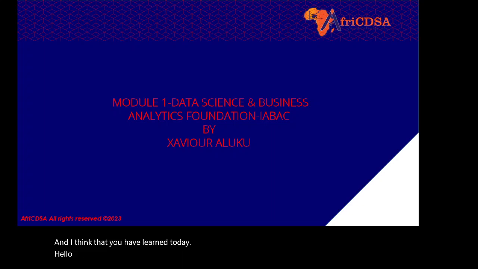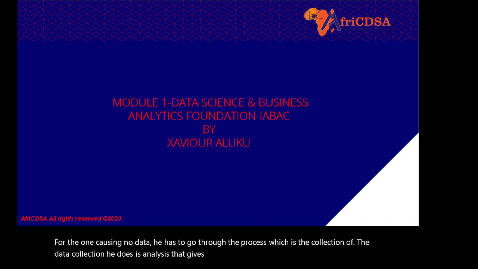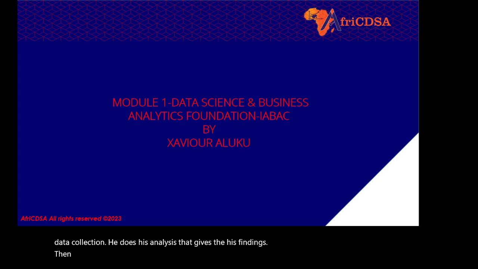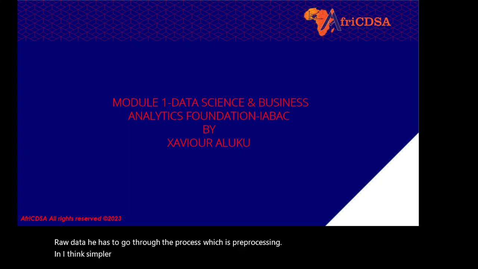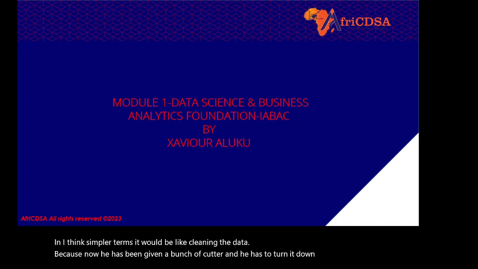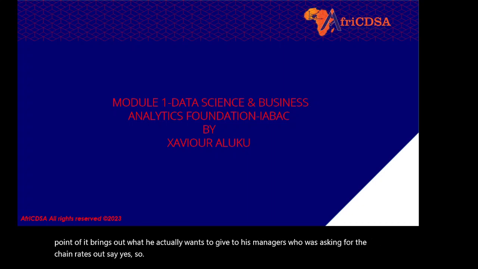Hello everyone. So for me, what I've really picked is on the last two slides where you talked about the raw data, where someone has no data, and then where someone has raw data. So from the beginning, for the one who has no data, he has to go through a process which is data collection. After data collection, he does his analysis, then gives his findings. Then for the one who has raw data, he has to go through a process which is pre-processing. In simpler terms, it would be like cleaning the data, because now he has been given a bunch of data and he has to tweak it to the point where it brings out what he actually wants to give to his managers or whoever is asking for the churn rate, I would say. So that's what I picked from this lesson today.